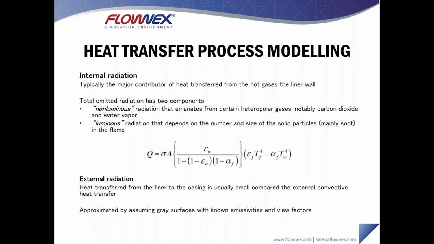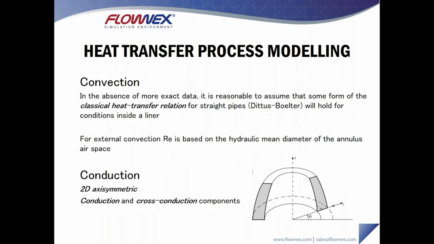So just going into a little more detail with regards to each of these heat transfer mechanisms. If we look at internal radiation, typically this is a major contributor of heat transfer from the hot gases to the liner wall. If we look at external radiation, this is heat transferred from liner to the casing. It's usually small compared to the external convective heat transfer, and it's approximated by assuming gray surfaces with known emissivities and view factors.